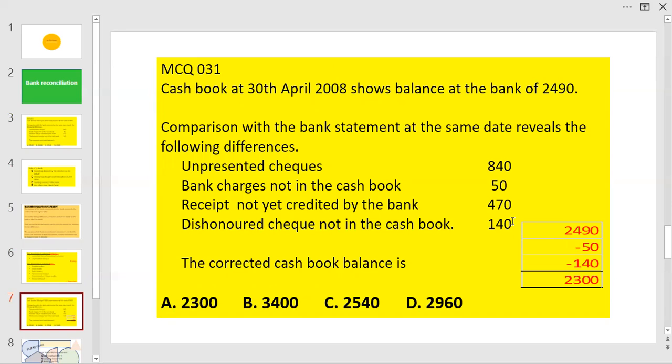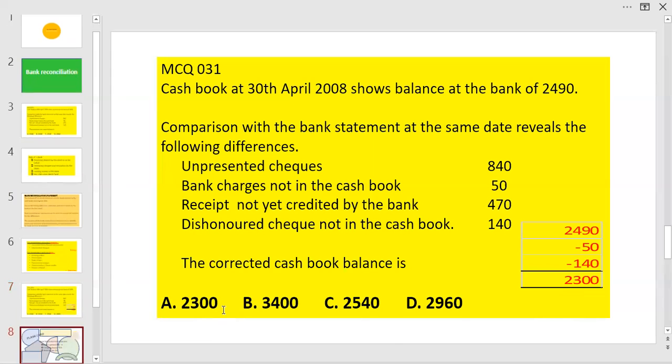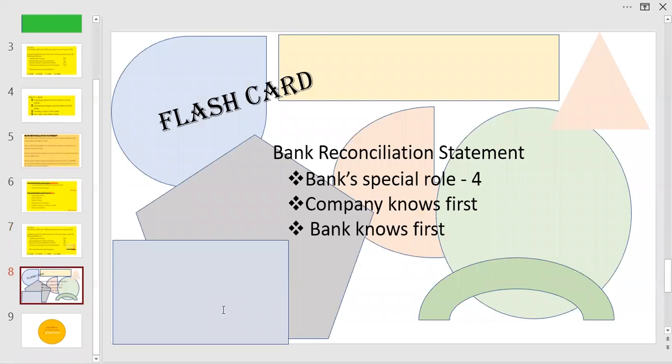The next one, dishonored check not in the cash book is 140. Corrective entry is necessary. Debit the person who has issued the check, the debtor, and credit bank account. So if you deduct 50 and 140, 190, from 2,490, the balance will be 2,300, which is A. That is the answer.